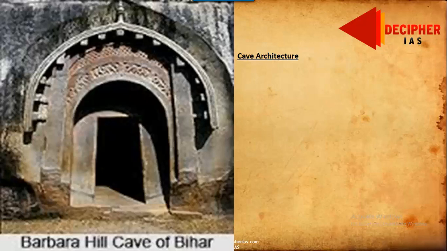This period really saw the emergence of rock architecture, rock-cut cave architecture. During the Mauryan period, these caves were generally used as viharas. What is a vihara? That is the living quarters of monks, which are Jain monks or Buddhist monks. Vihara equals living quarters.